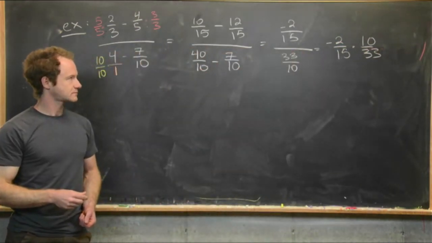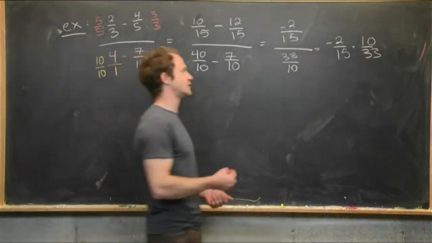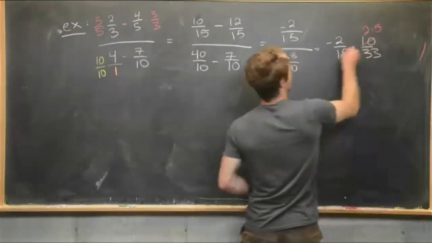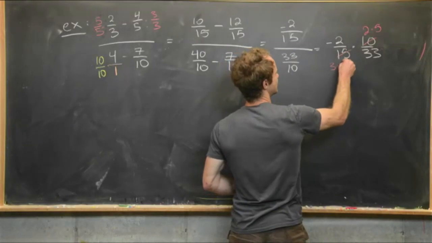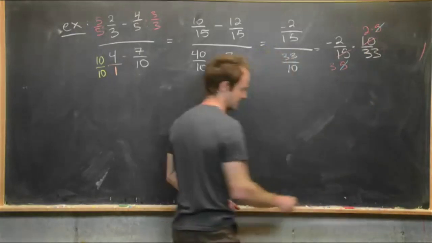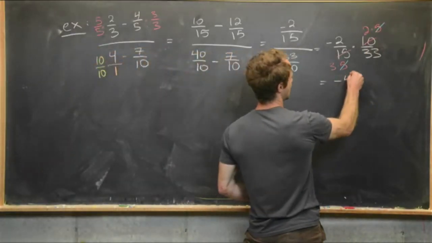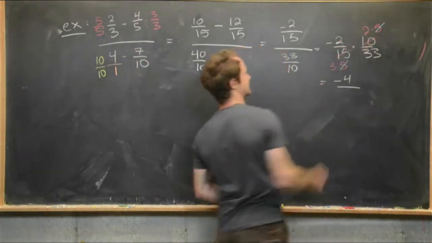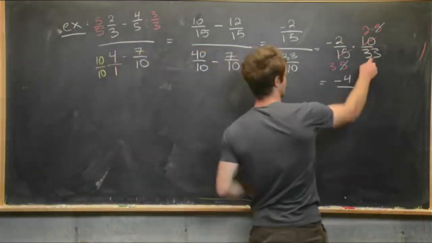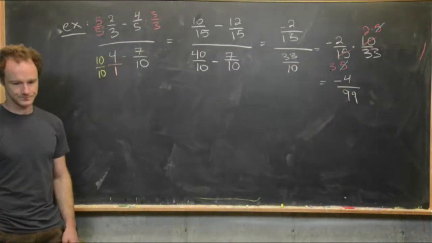Now you can maybe cancel as needed. So we can think about this 10 as being 2 times 5, and this 15 as being 3 times 5. That allows us to cancel this 5 out. And then we can multiply across, so that's going to give us -4 in the numerator, so -2 times 2. And then we've got 3 times 33 in the denominator, so that's going to be 99.